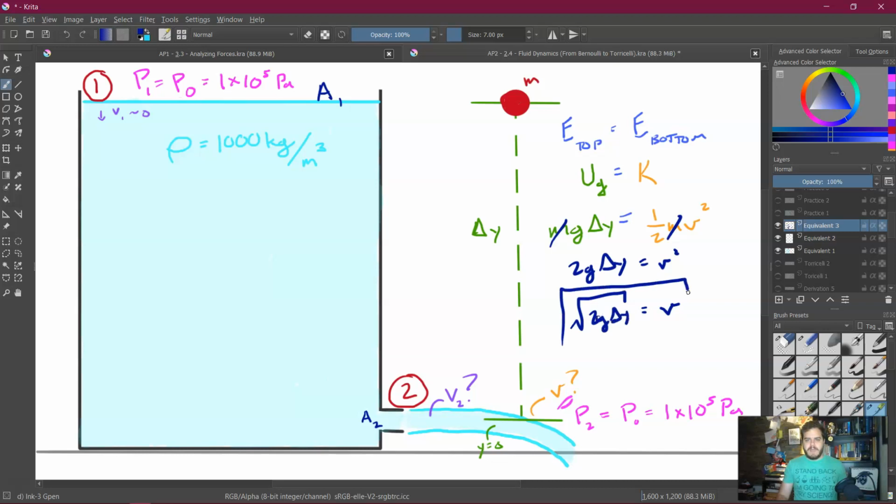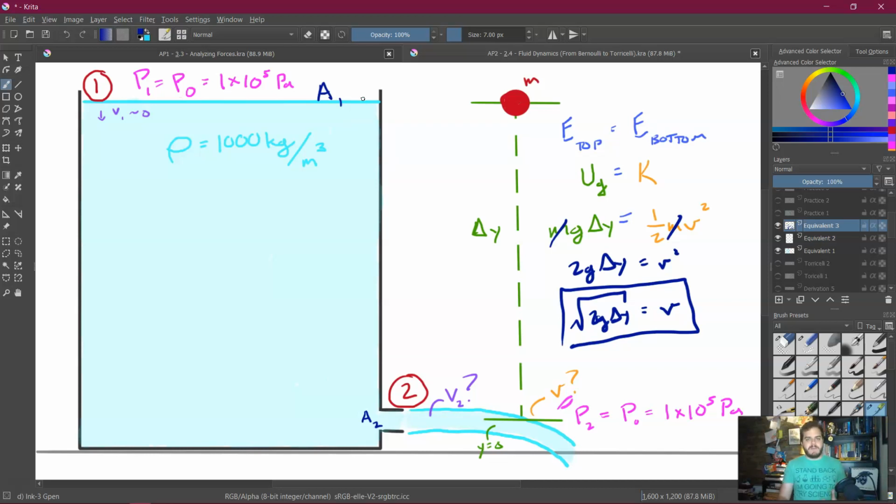And if we look at that, that is literally Torricelli's law. So Torricelli's law, although we derived it from Bernoulli's equation, well, remember, Bernoulli's equation is just a restatement of conservation of energy. And this equation makes sense.